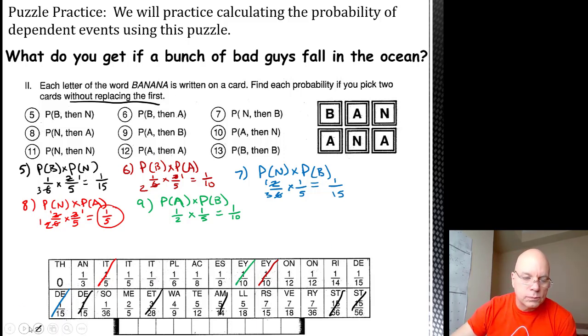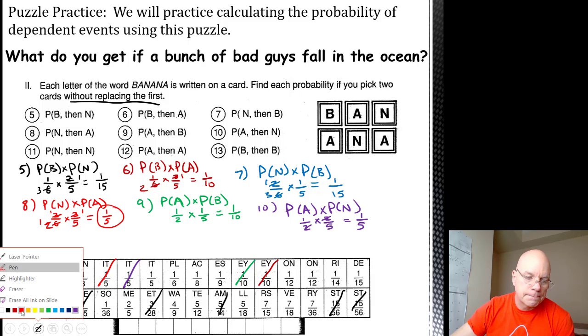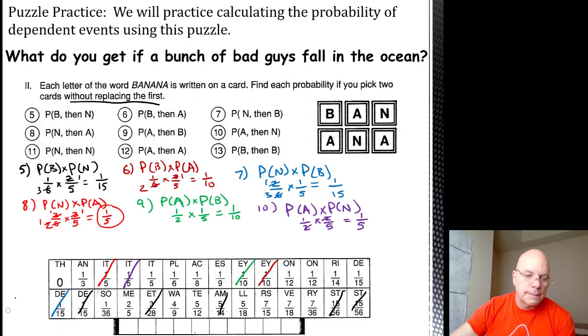Number 10, probability of A then N. Probability of A multiplied by probability of N. Probability of A we've already said is 1/2, and then if I cover up one of those A's, there are 2 N's, so 2 favorable outcomes out of the 5 remaining tiles. So 2/5. You see the 2 halves cancel, and I'm left with 1/5. So I'll cross off another 1/5. Trying to mix up these colors.